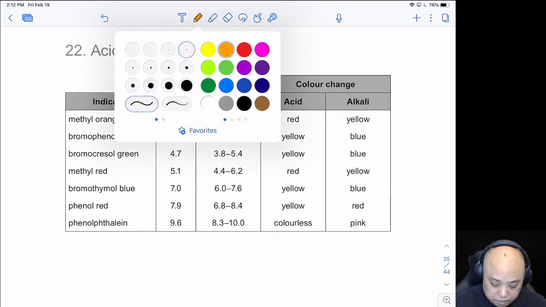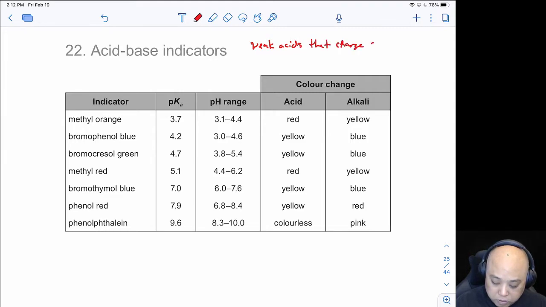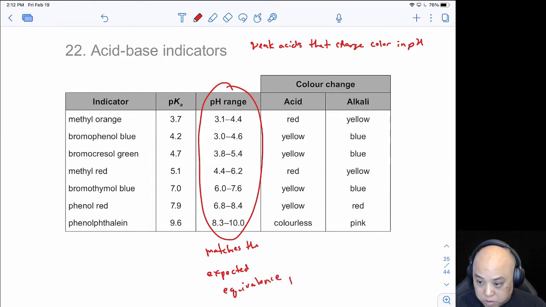Acid-base indicators. Okay. Now, remember, acid-base indicators are essentially weak acids that change color in pH. And so these acids are used to indicate when a reaction is neutralized, because you want to choose an indicator that has a pH range that matches the expected equivalence point. Okay, so you want an indicator that changes color around where you expect the equivalence point to be.